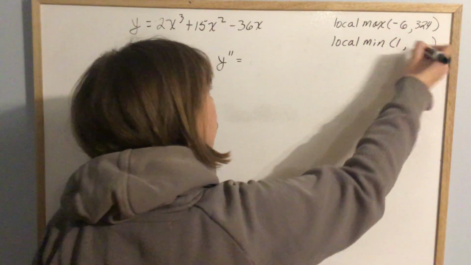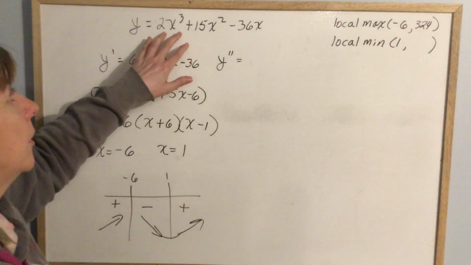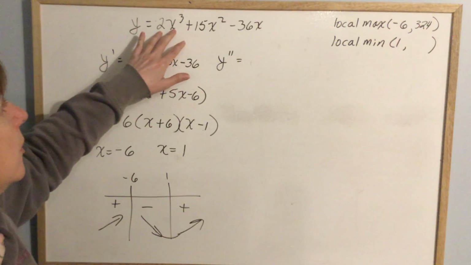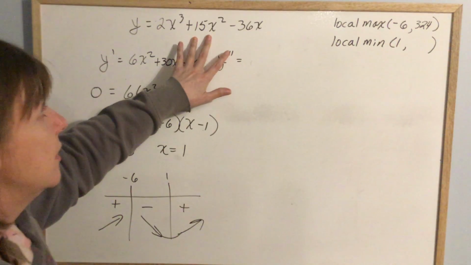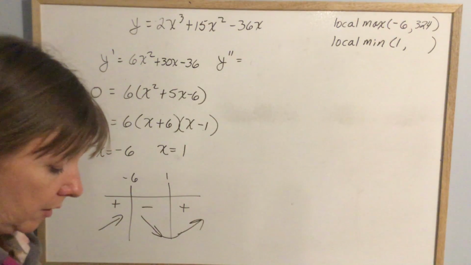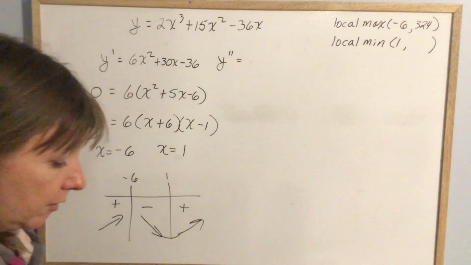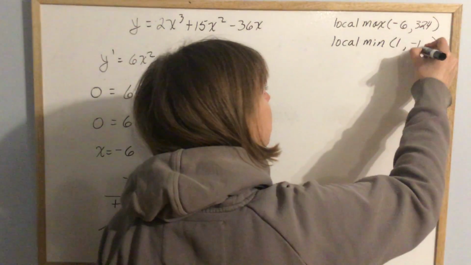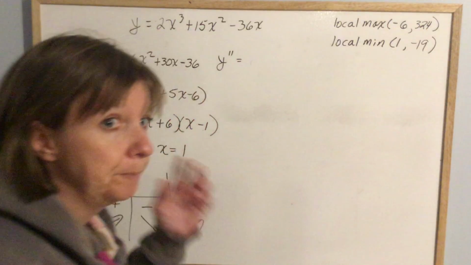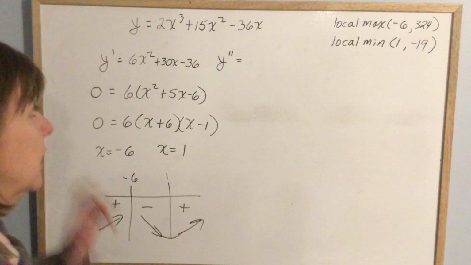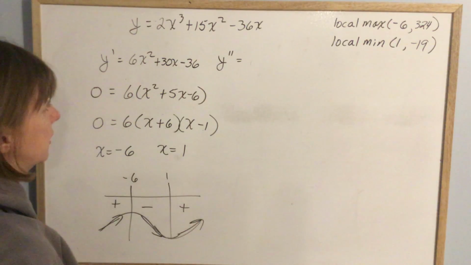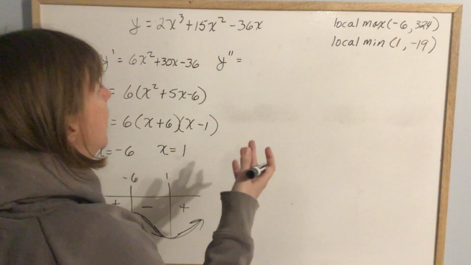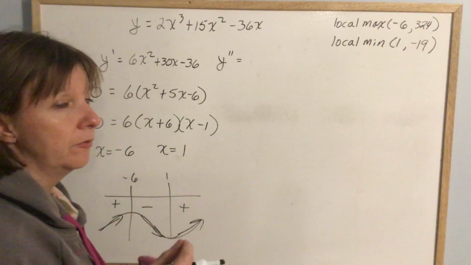when x is 1. So again, I need a y value, so I'm going to put it back up into here. So this would be 2 plus 15, which would be 17, and 17 minus 36 would be negative 19. So that's my minimum. So now I have figured out the shape of the graph. It's going to do that. And I need any inflection points.